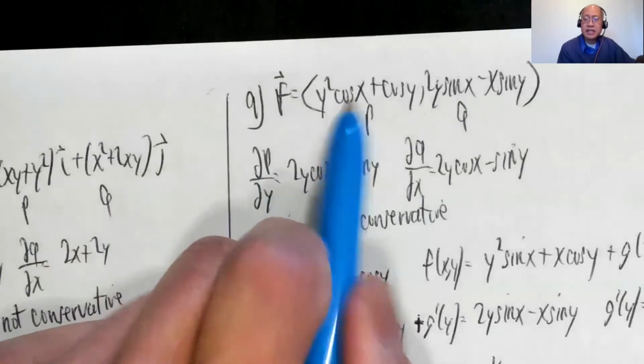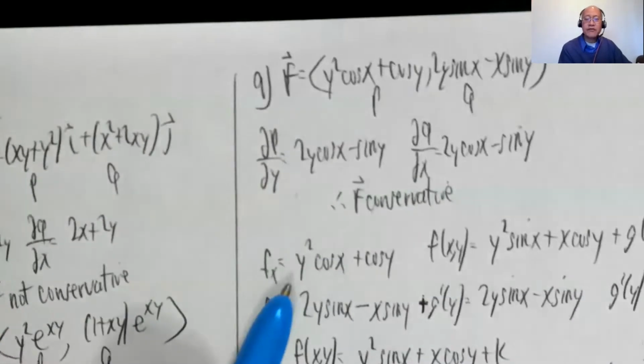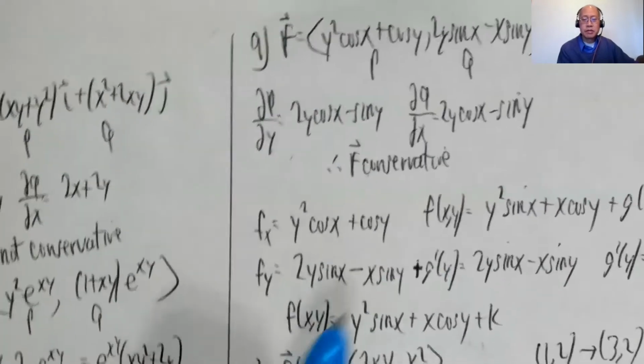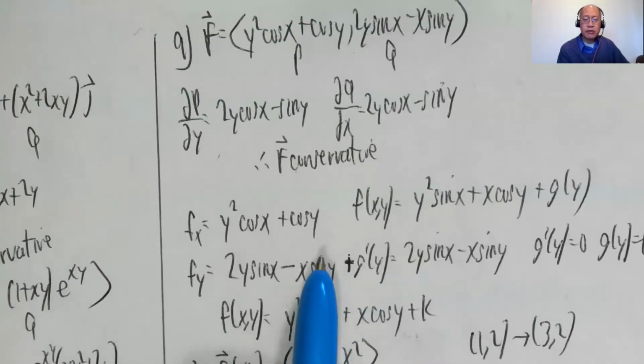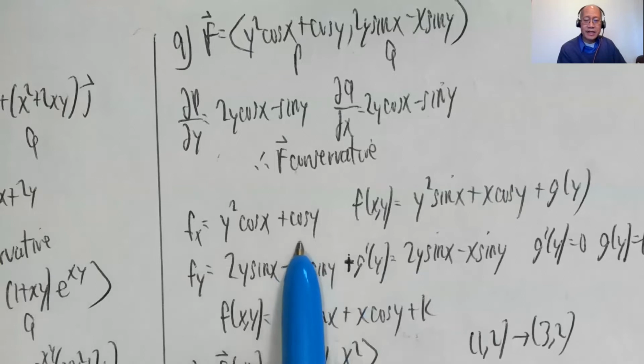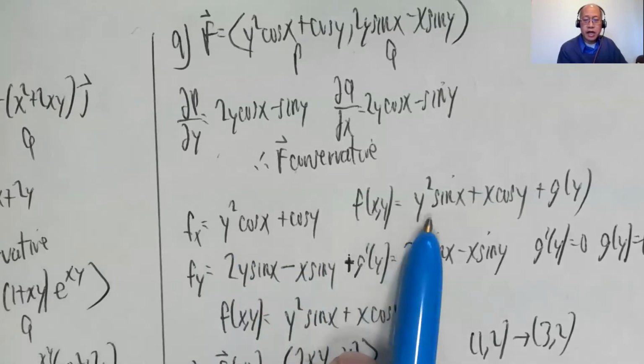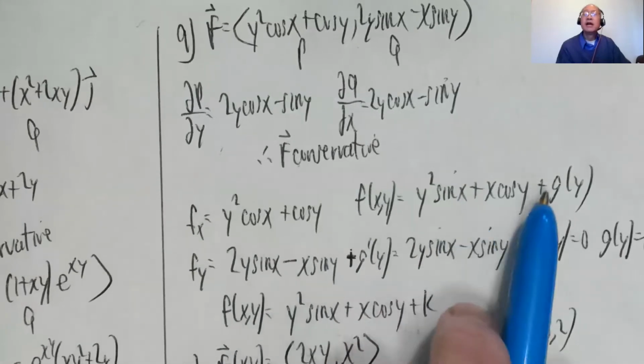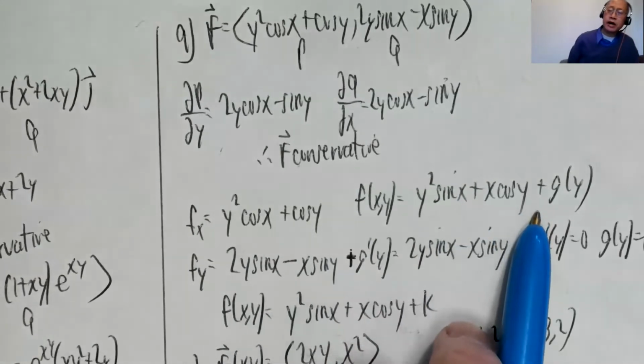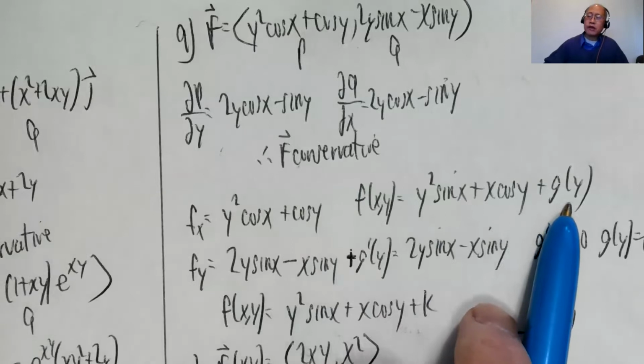That means this is fx, this is fy. So fx is y squared cosine x plus cosine y. So first I integrate with respect to x. So y squared sine x plus x cosine y plus a function of y, g of y. Remember, this can have a whole bunch of stuff involving y. The derivative with respect to x is 0.